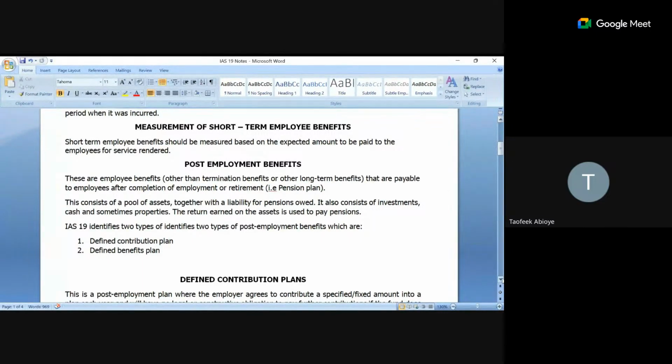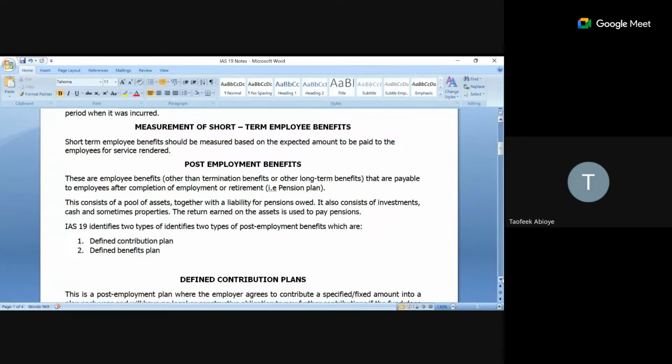Post-employment benefits are benefits other than termination benefits or other long-term benefits that are payable to the employee after completion of the employment or retirement. That means pension plan. So post-employment benefit is something that we are all conversant of. There are some organizations, when you work for them for maybe 20 years or 30 years, they are just going to give you a benefit. Those are post-employment benefits. But the most popular one is pension plan, which is a benefit payable after retirement.